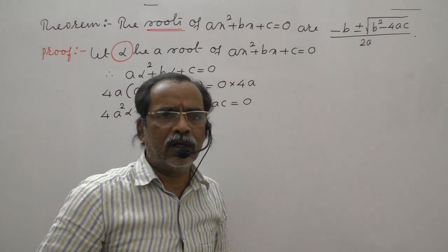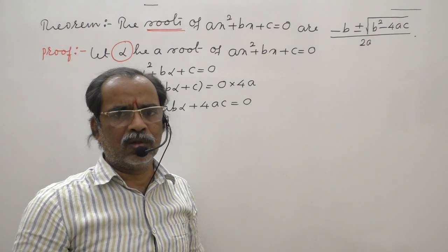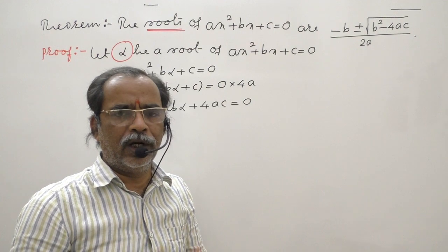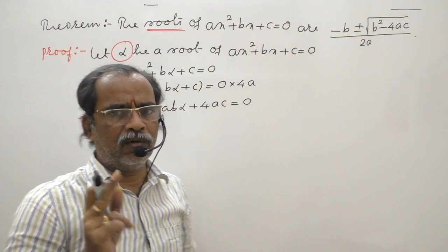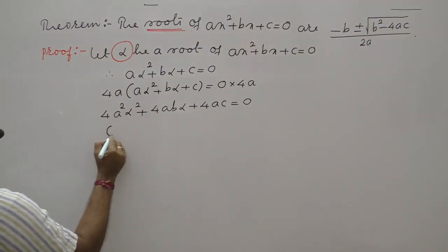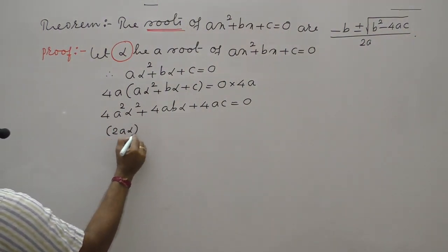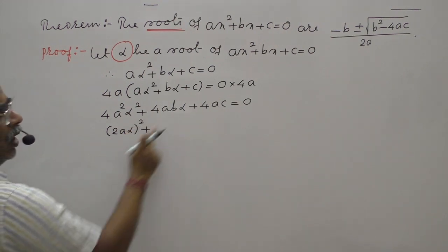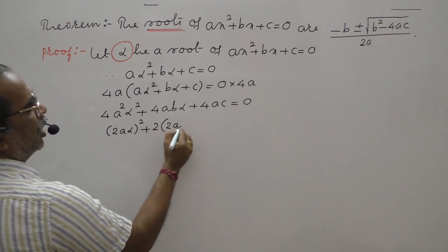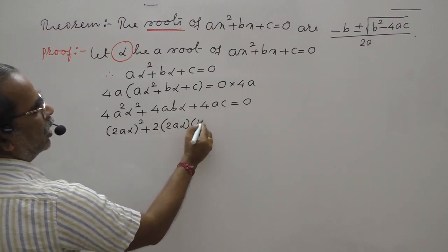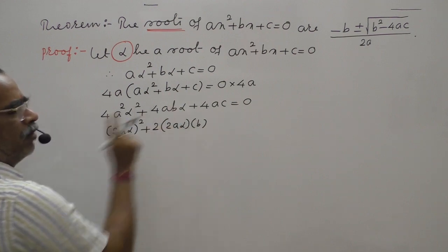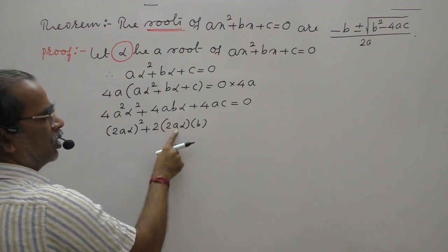What is our intention? Our intention is to find the roots. What is the root now? We have taken alpha as a root. Therefore, we need to separate alpha. We have to find alpha. Let us see. Here 4a square alpha square can be written as (2a alpha) whole square. And I am writing this term as 2 into 2a alpha into b. See carefully, 2 into 2, 4. a is there, b is there, alpha is there. So I wrote this term like this.